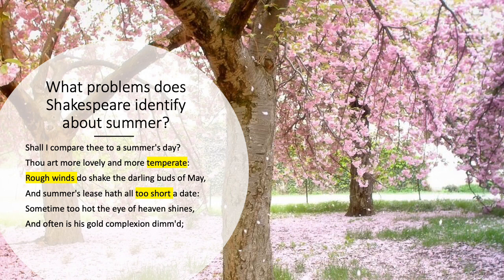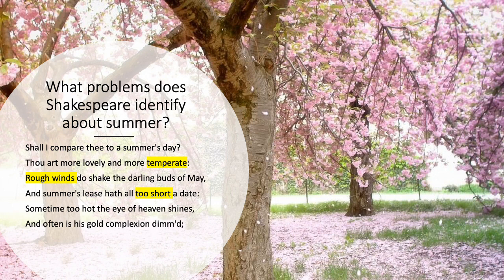Then he says, and summer's lease hath all too short a date. So hath means has. He's basically saying there that summer is quite short. And again, in Britain, if we think about it, he's not wrong. Summer doesn't last very long. Sometimes we get a couple of weeks of warm weather and the rest of the time it's kind of standard British mediocre weather. So those first 3 ideas identify the problems.